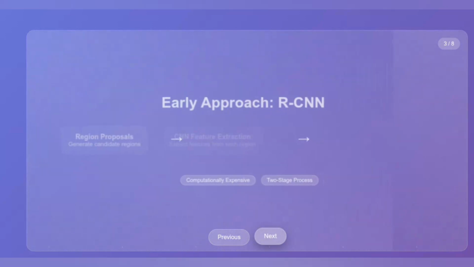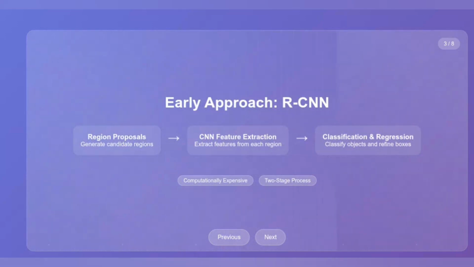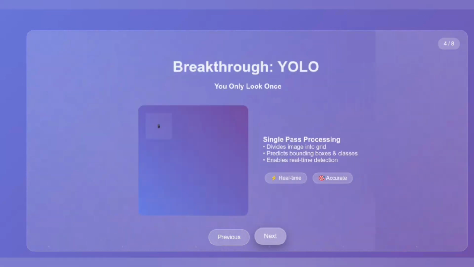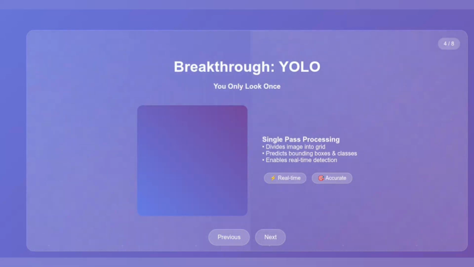Early object detection methods were computationally expensive, but modern approaches, largely driven by deep learning, are far more efficient. Key to these advancements are models like RCNN, region-based convolutional neural networks, and their successors, which first propose regions of interest and then classify and refine bounding boxes for each. However, a breakthrough came with YOLO, you only look once.